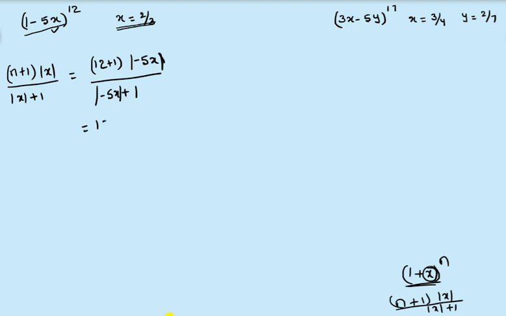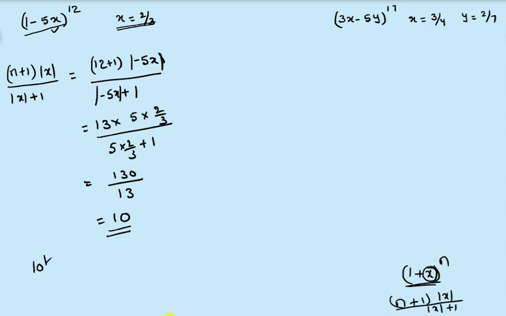Now we can write this further as 13 into 5 into 2/3 divided by (5 into 2/3 + 1). That can be simplified further as 130 divided by 13, which equals 10. We got an exact integer. Then I can say the 10th term and 11th term are the numerically greatest terms in the expansion of (1 − 5x)^12.